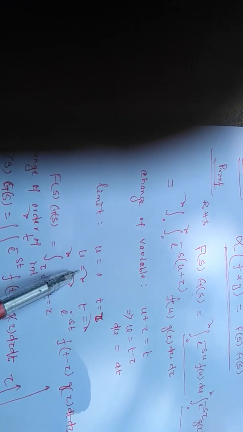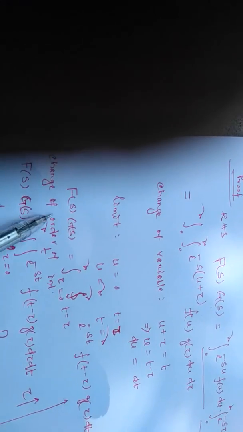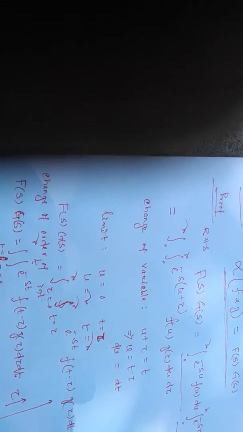Now I am taking care of my limits. When u is equal to 0, t will become tau, and when u is equal to infinity, t will also become infinity. So let us come back to our original expression. F of s into G of s is equal to the tau integration first, from 0 to infinity, and then the u integration, which is transformed to small t, that is t from tau to infinity, of e to the power minus s t, f of t minus tau, g of tau, dt and d tau.